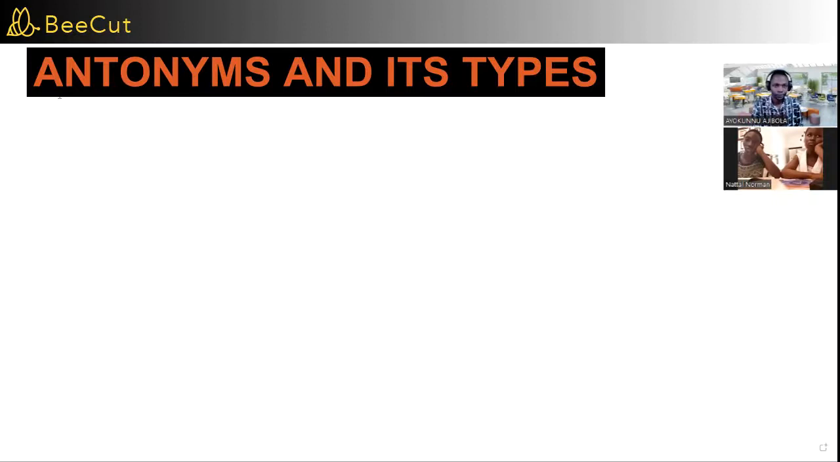I believe you can see the white screen now. Can you see the white screen now? Yes, sir. So we're going to be looking at antonyms.